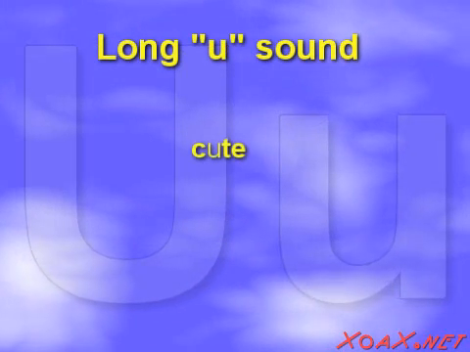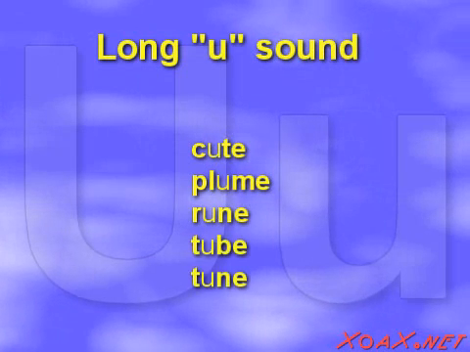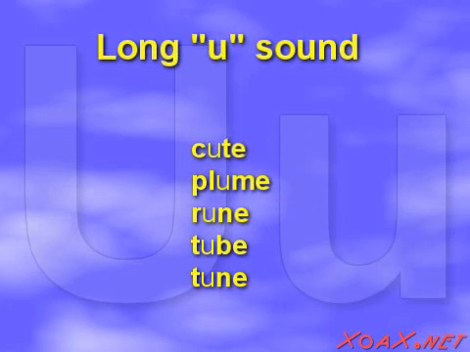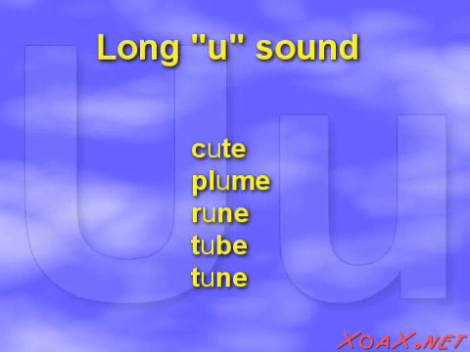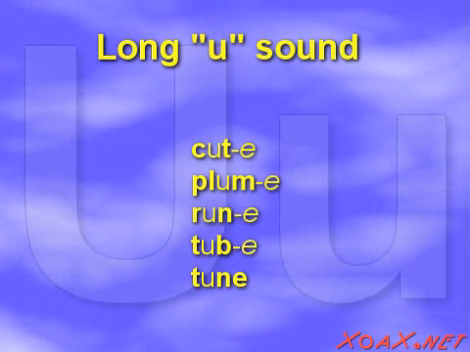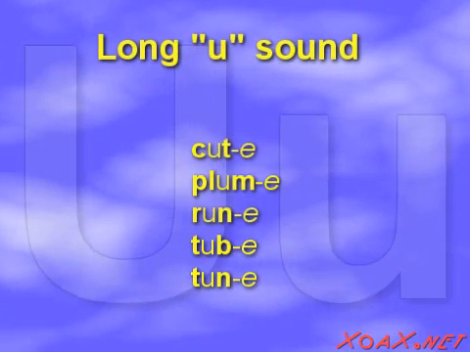The words cute, plume, rune, tube, and tune all have the long U sound, which sounds like ooh. These words can be formed from the short U words cut, plum, run, tub, and ton by adding a silent E at the end of each word.